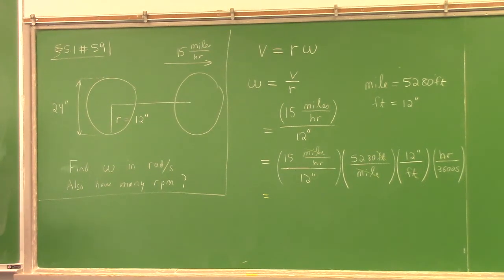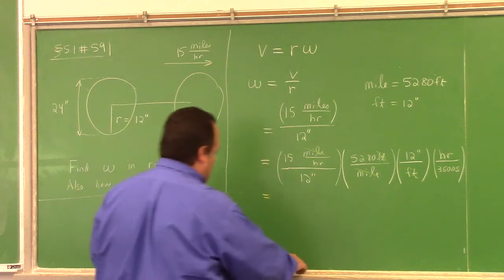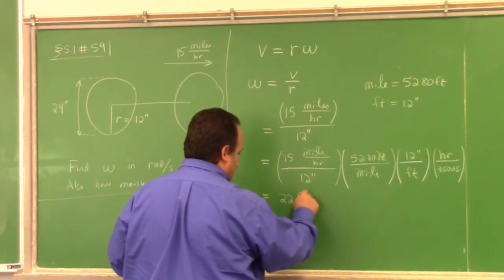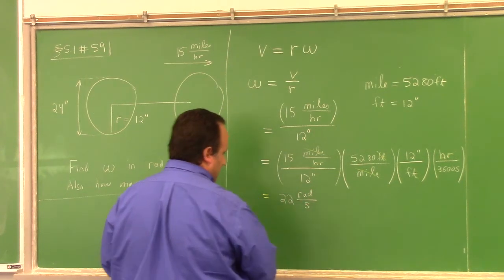What did we get? Of course, if I was smarter, instead of multiplying by 12 and dividing by 12, I could have just canceled the 12s. Not been an idiot, right? Duh. I get 22 radians per second.